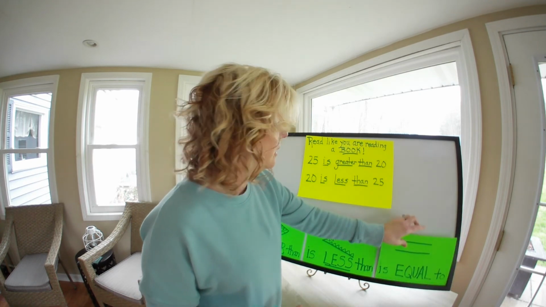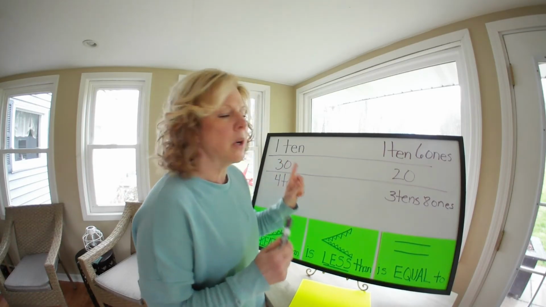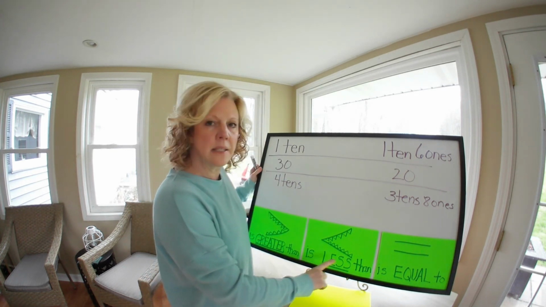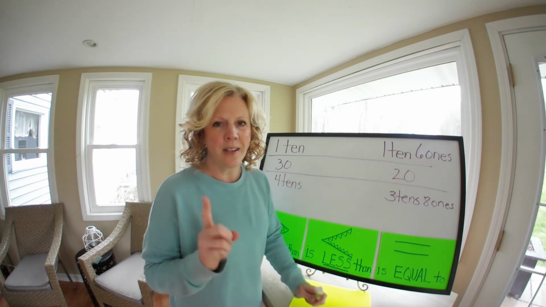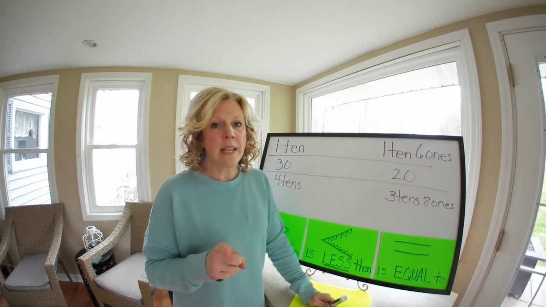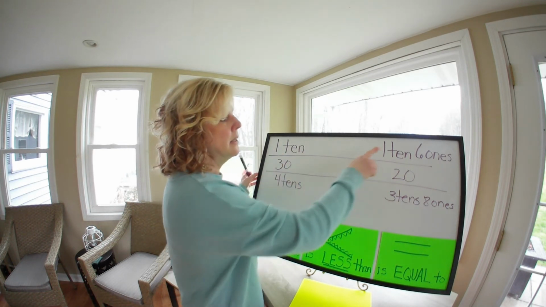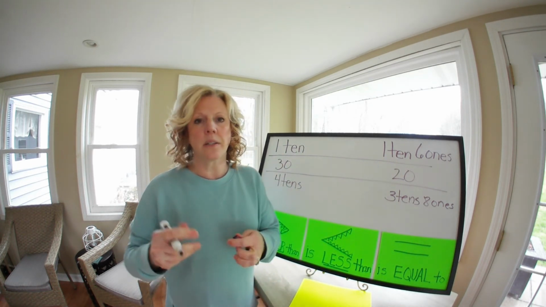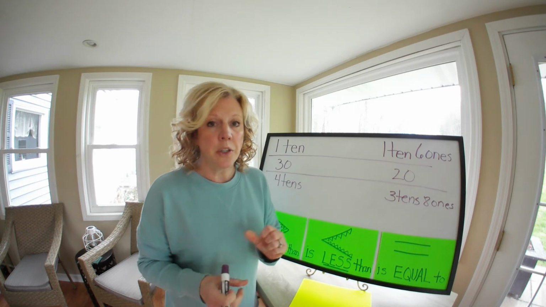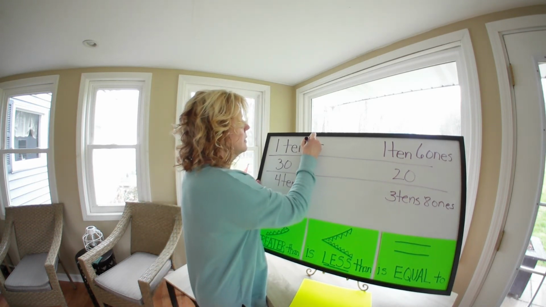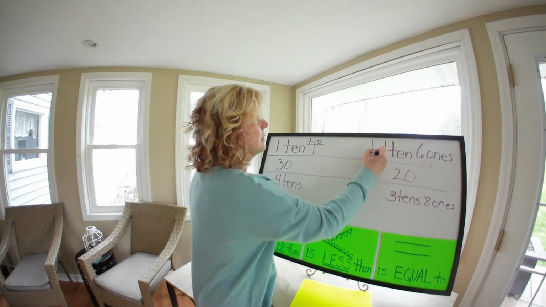Okay? Now, let's take a look at some problems. What we're going to do is take a look at them and decide, are we using is greater than, is less than, or is equal to? Now, sometimes what you need to do is actually figure out what the number is. So in this case, we have 1 ten, and in this case, we have 1 ten and 6 ones. The very first thing I would do is this. I would make myself a very small tens and ones frame on both sides.